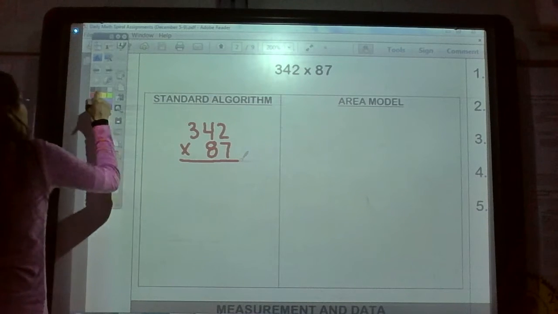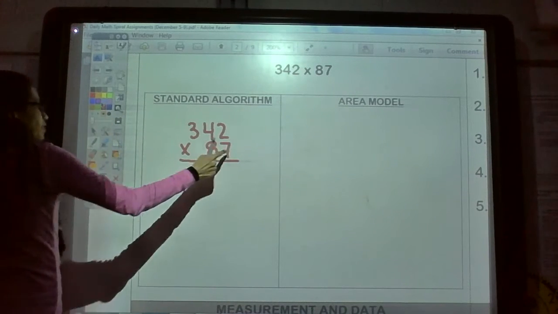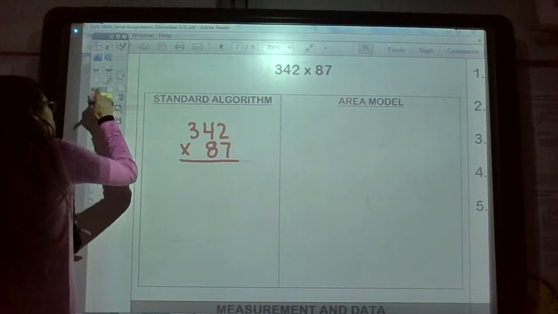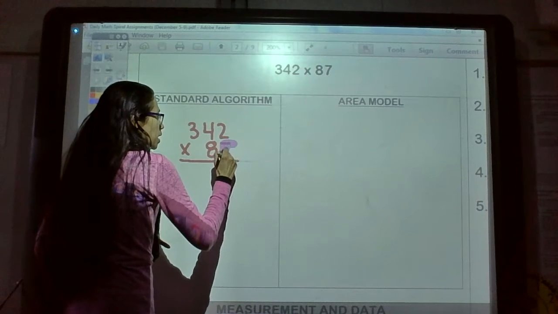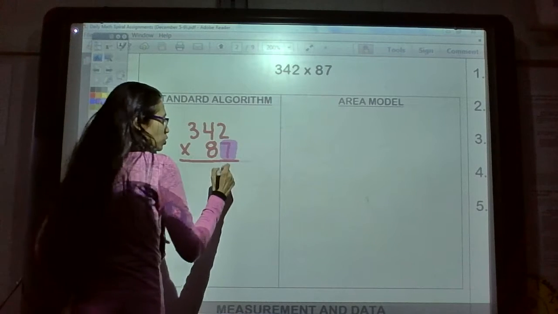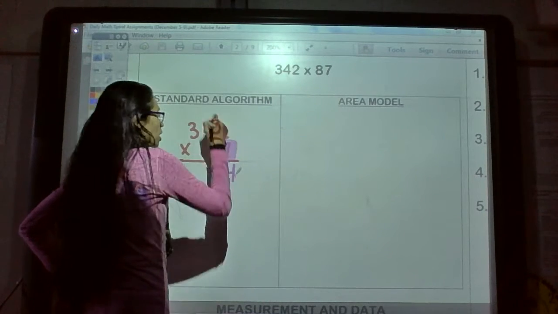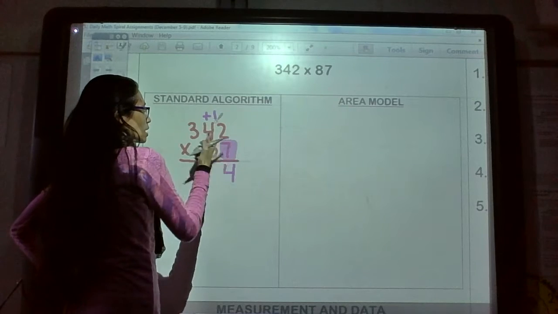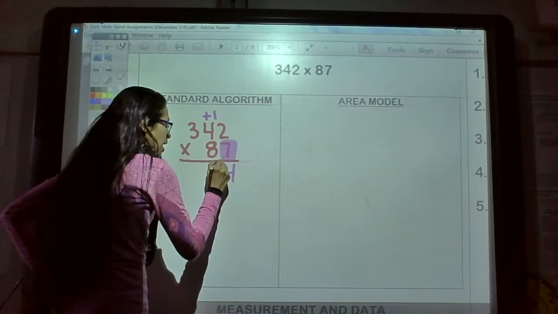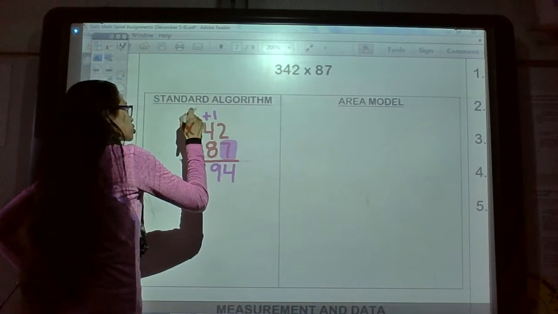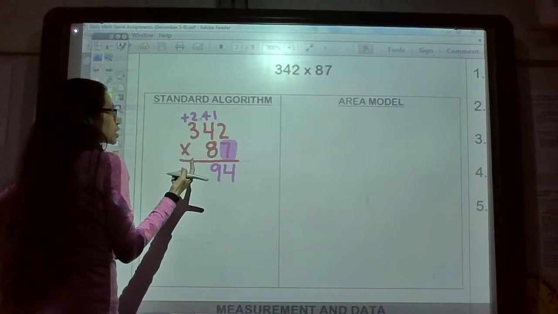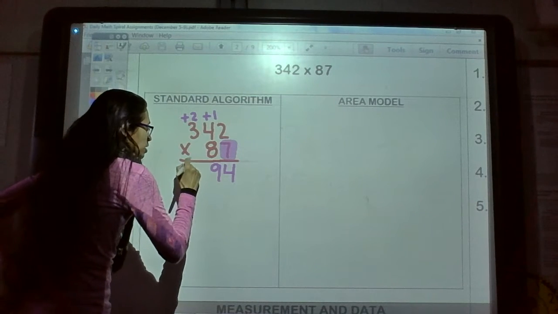So first thing we do is what? We need to multiply that 7. Let me highlight that so you can see it. We're going to multiply that 7 right there. 7 times 2 is 14. Write the 4 plus 1 up top. 7 times 4 is 28 plus 1 is 29. Write the 9 plus 2. 7 times 3 is 21 plus 2 is 23.